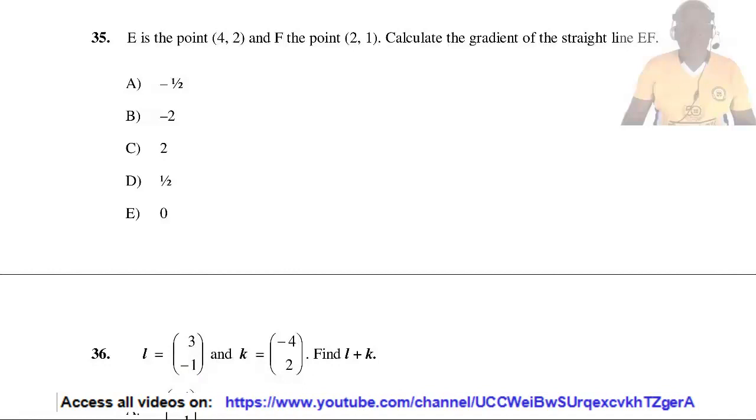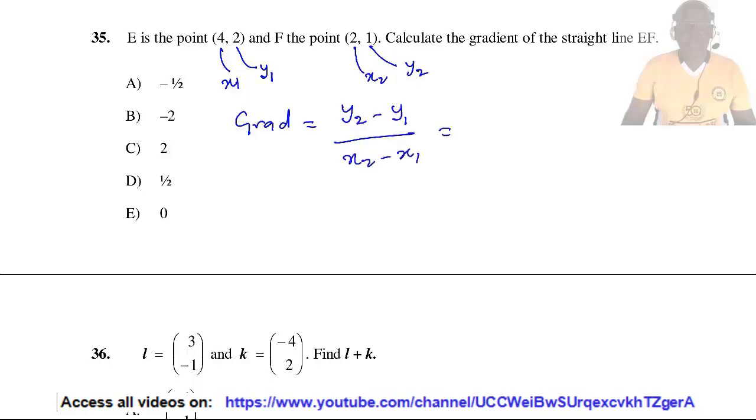Question 35. E is the point with coordinates 4, 2 and F the point with coordinates 2, 1. Calculate the gradient of the line EF. Let this be S1, Y1, S2, Y2. The gradient equals Y2 minus Y1 divided by S2 minus S1. So Y2 equals 1, minus Y1 equals 2, divided by S2 equals 2, minus S1 equals 4. So minus 1 all divided by minus 2, which equals half. So the answer is D.